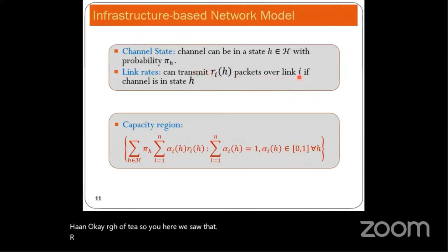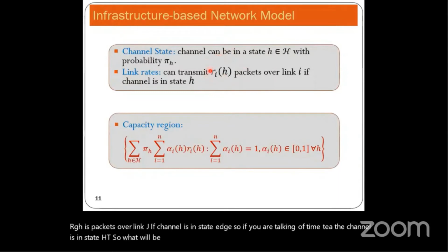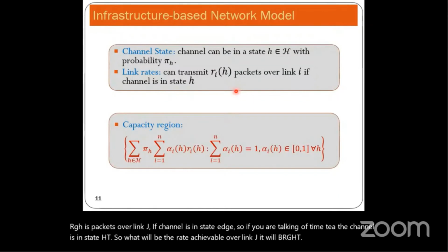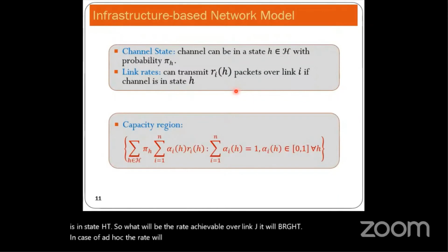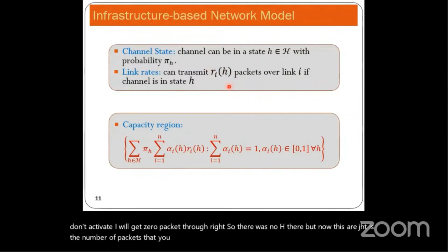RJH is packets over link J if channel is in state H. So if you are talking of time T, the channel is in state HT. So what will be the rate achievable over link J? It will be RJHT. In case of ad hoc, the rate will be simply XJ. If I activate that link, I'll get 1 packet through. If I don't activate, I'll get 0 packet through. Right? So there was no H there. But now this RJHT is the number of packets that you can transmit over link J in that slot T, given that channel is in state HT.